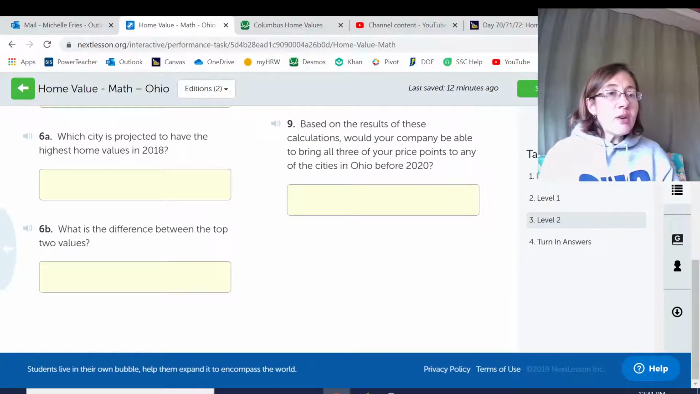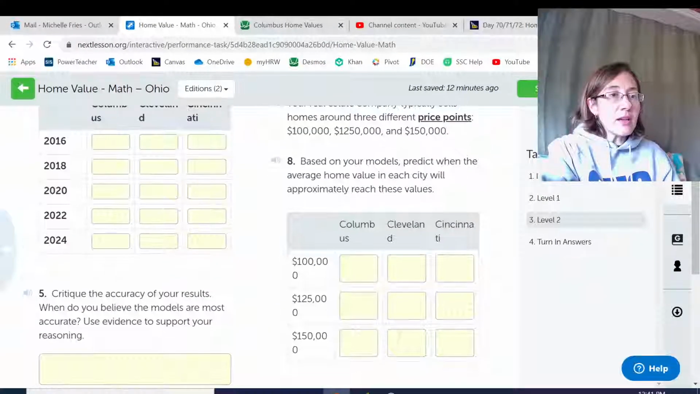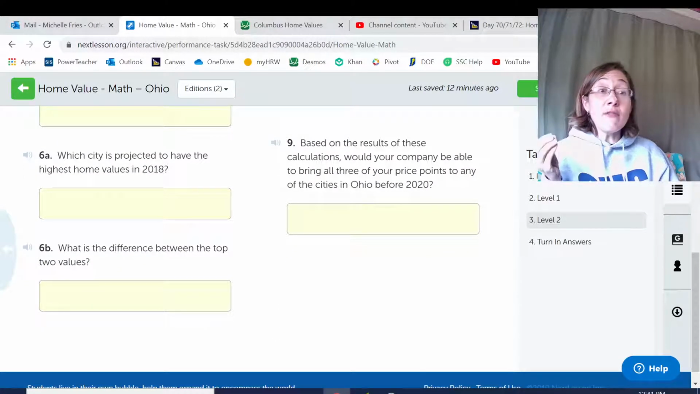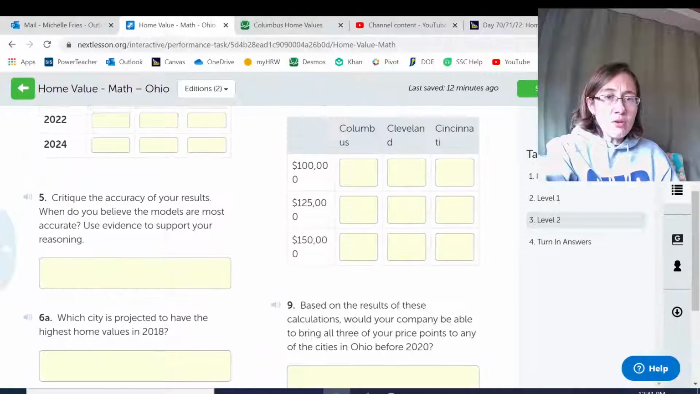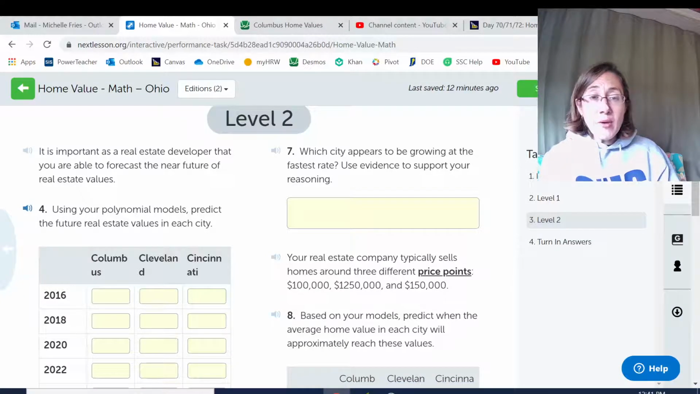Number 6, which city is projected to have the highest home values in the year 2018? You'll have that in your table up above. You'll look at 2018 and see which city it is. And then in 6b it says what is the difference between the top two values. Difference means you would subtract. So then if I go over here to number 7, which city appears to be growing at the fastest rate? Use evidence to support your reasoning. You can see this in the pictures of your graphs, or you can see it in the numbers in your table, whichever you prefer.